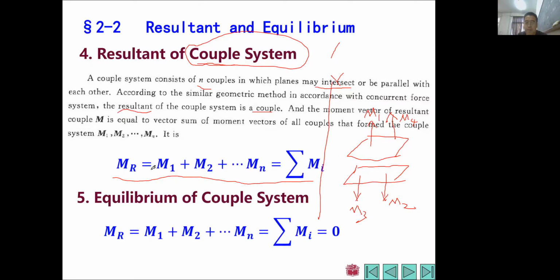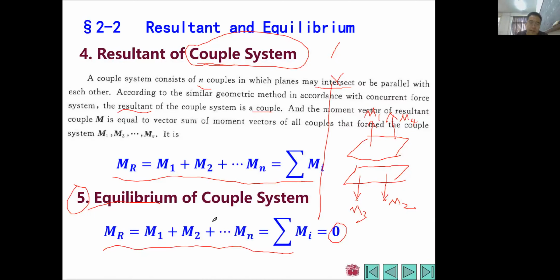You see? So next we will talk about the equilibrium of a couple system. The only condition is, if we do this very simple sum for MR and the final result is zero, then we will find this couple system is in the condition of equilibrium. You know? So that's the equilibrium of a couple system.